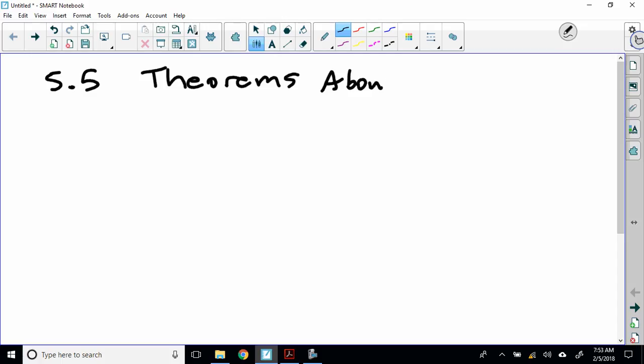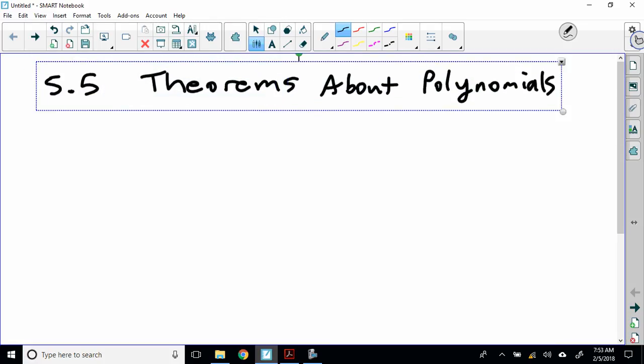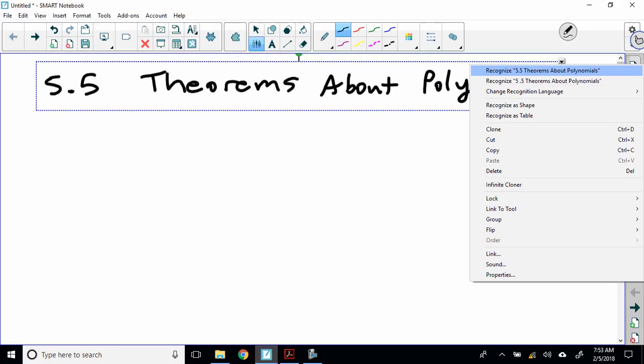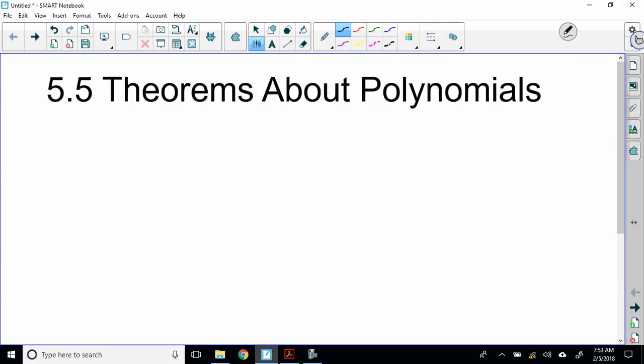Theorems about polynomials, and I'm splitting this section in two because part of it's really easy and part of it's a little bit more challenging. So Chapter 5, Section 5, we're getting toward the end of Chapter 5 here. But this is theorems about polynomials. And I'm not going to expect you to memorize the theorem verbatim with all the little details, but I do expect you to be able to apply them. Okay? So let's just get right to it.